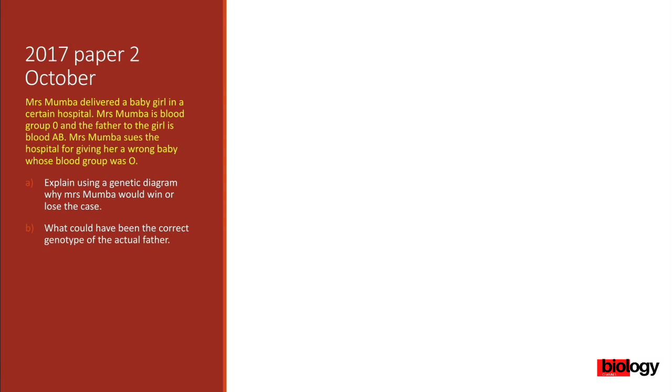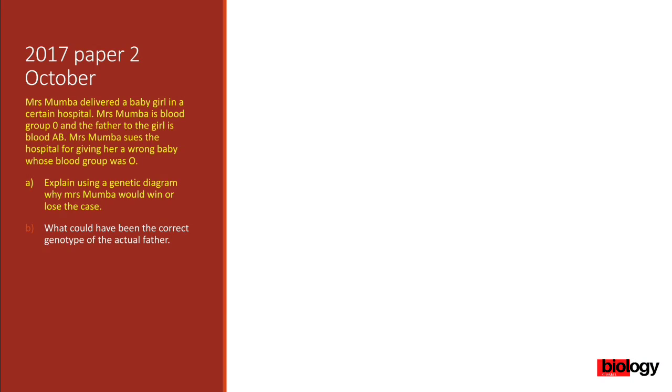Mrs. Mumba delivered a baby girl in a certain hospital. Mrs. Mumba is blood group O and the father to the girl is blood group AB. Mrs. Mumba sues the hospital for giving her a wrong baby whose blood group was O. Question A. Explain using a genetic diagram why Mrs. Mumba would win or lose the case.